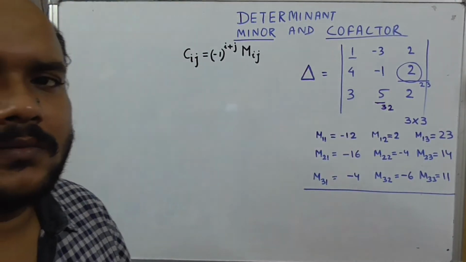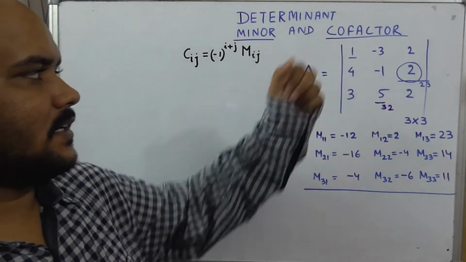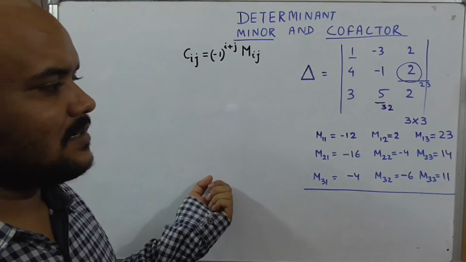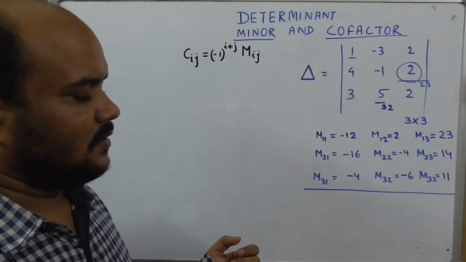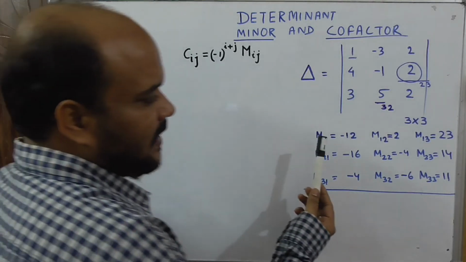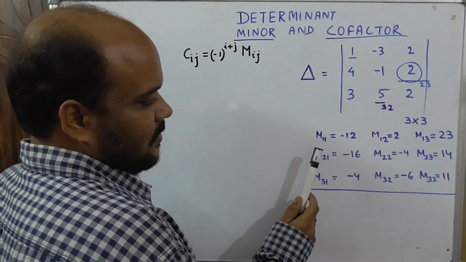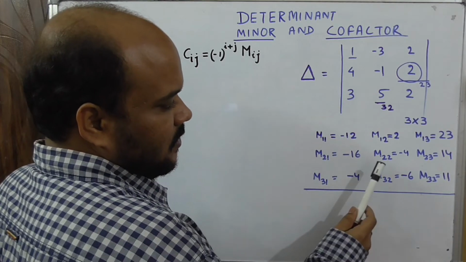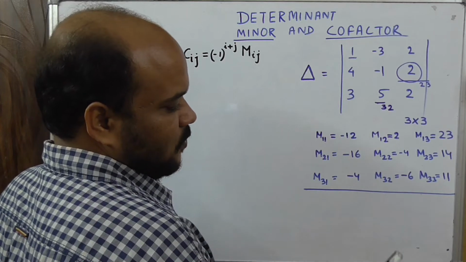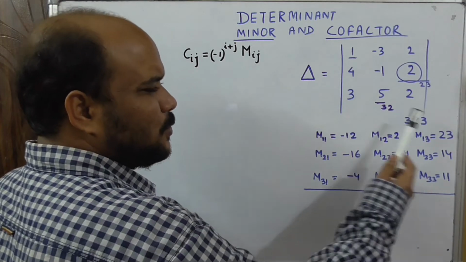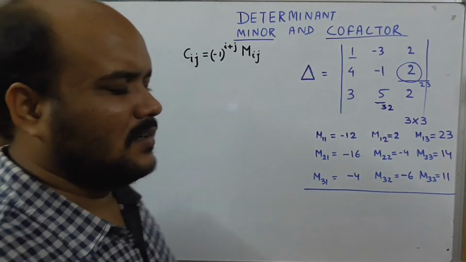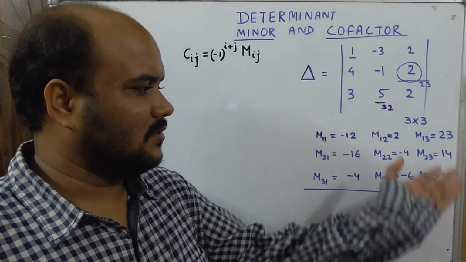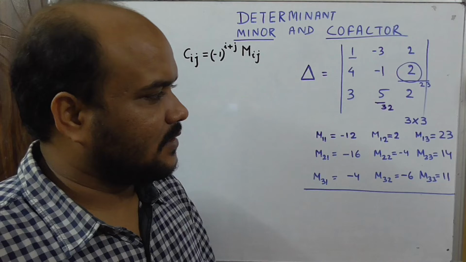Now we are supposed to find the cofactor at different position values. Before that, I just discussed how to find the minor. I have written all the minor values of this matrix. Let's say the minor M11 has the value -12, minor M22 is -4, minor M32 is -6. You can find all the other values and check your answers. The answer would be these values only.